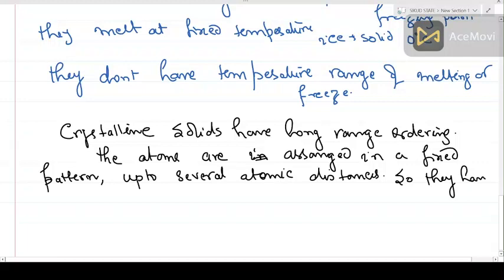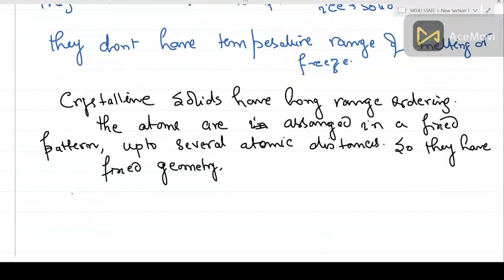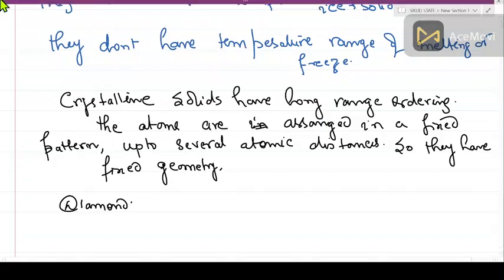We are now talking about the introductory concepts of crystalline solids. So they have fixed geometry. There are several types of crystals. We will talk about this. The most discussed crystalline solid is diamond. You have read about diamond.